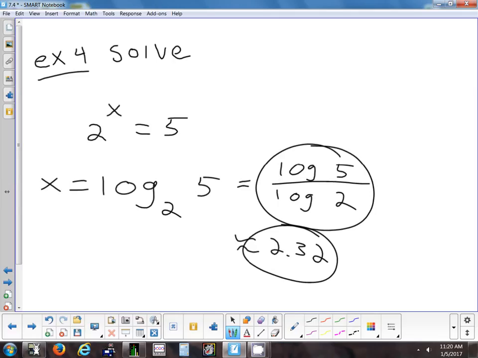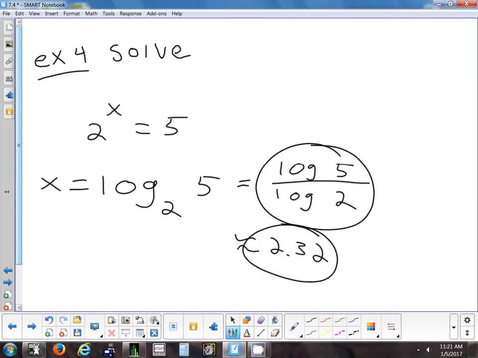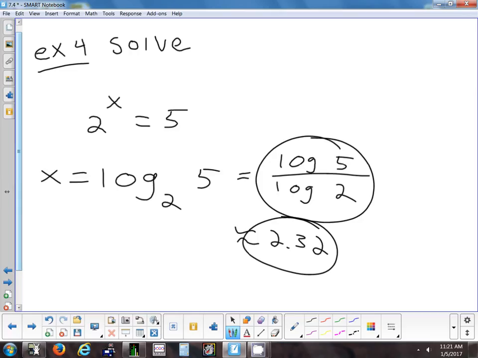So this is one where you can easily check your answer. Take 2 and raise it to the 2.32 power and see if you get about 5. It's not going to be exact because we rounded it off, but that's what it is. 2 to the 2.32 power. Okay, so it's very easy to solve this kind of problem if you use a logarithm, and it's not that many steps. Any questions on this one?